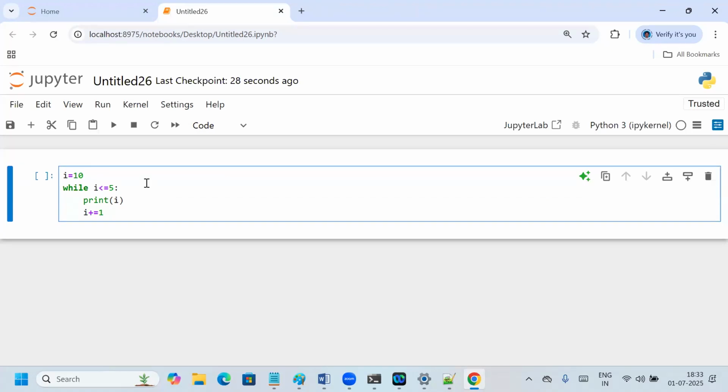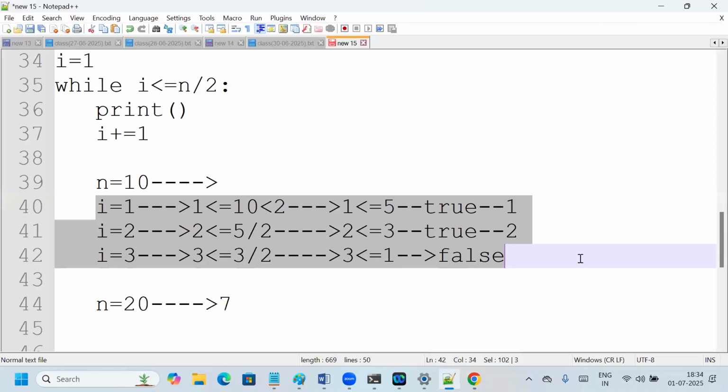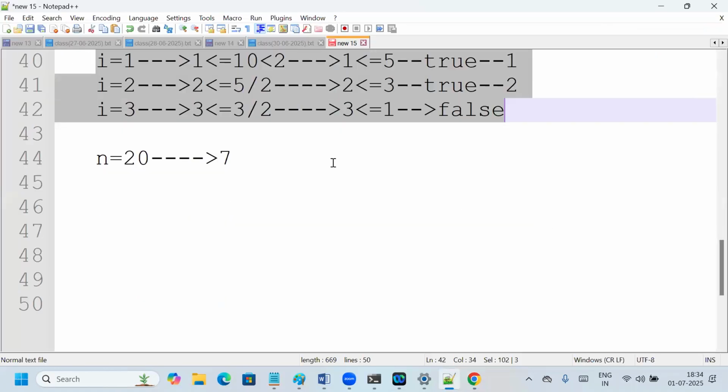The condition itself is false. Now what I did here, suppose i is greater than or equal to 1. What's the answer? I'm writing here i minus equals 1. How many times will print be executed? How many times is print executing? N times.